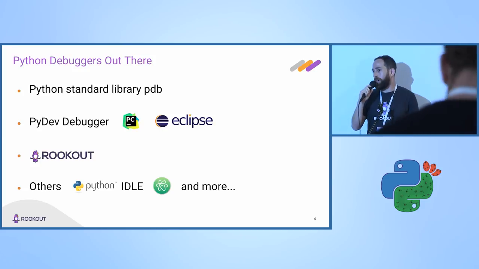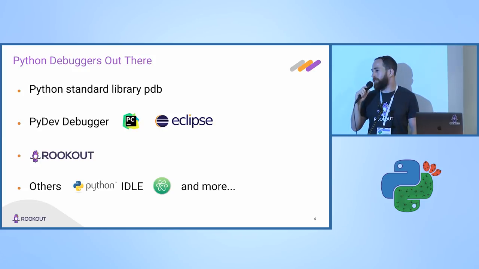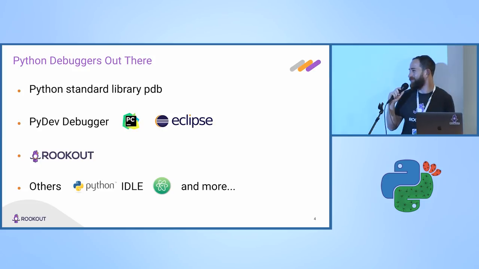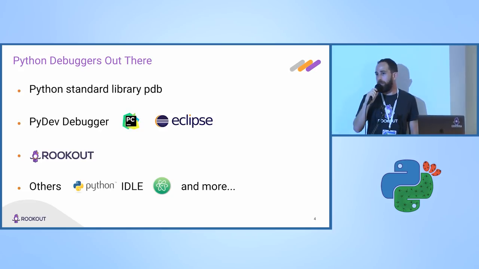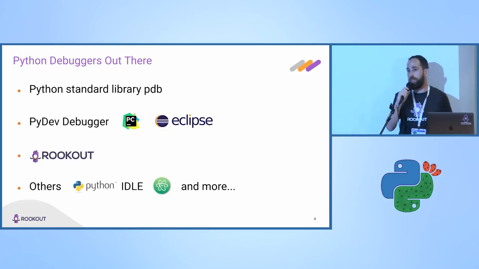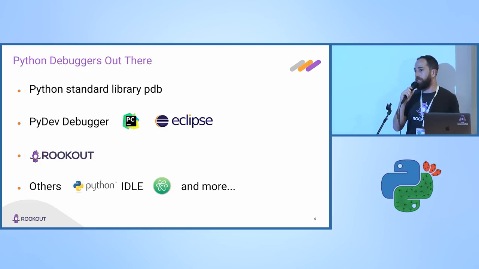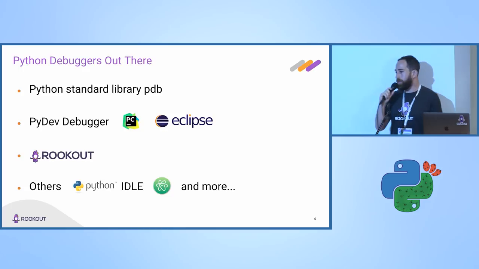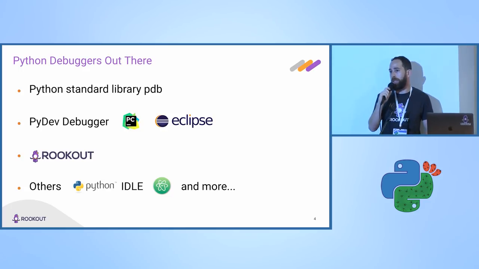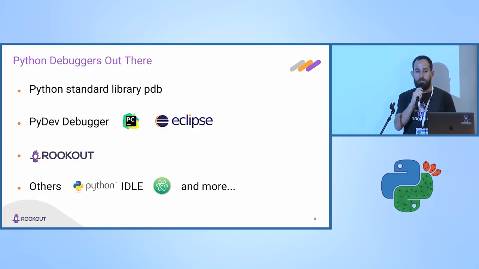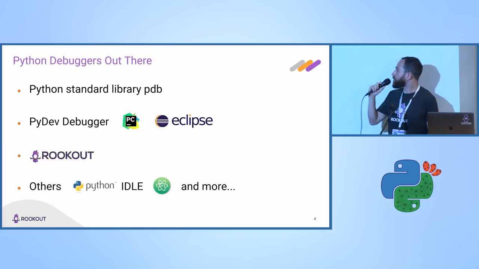So what's your favorite debugger out there? Or are you just using printf? The Python standard library has PDB, which is the Python debugger, a built-in basic debugger right there. You also have the PyDev debugger. It's open source on GitHub, and both the Eclipse environment for Python and PyCharm use it.